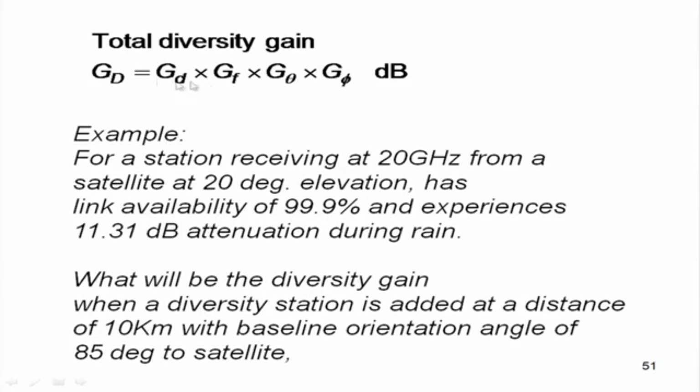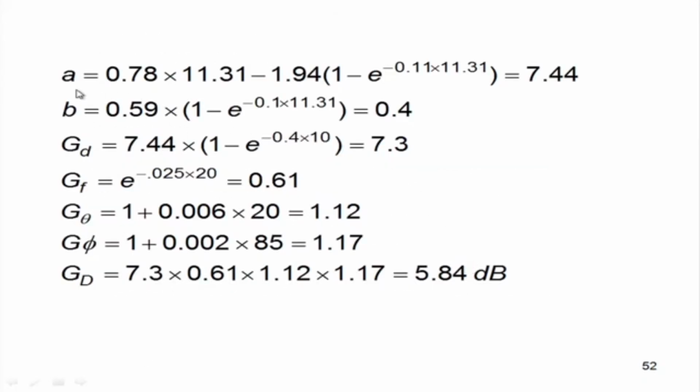Each of GD, GF, G theta and G phi has to be calculated based on the numbers available here. Simple. First you calculate coefficient A based on the model I mentioned earlier, and then coefficient B based on the same model. Using A and B, you find GD. Then based on the frequency in gigahertz, you find GF. Based on the elevation angle, you calculate G theta. Based on the baseline azimuth angle, G phi, and multiplying all of them, you get 5.84.